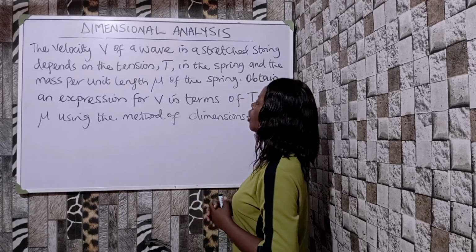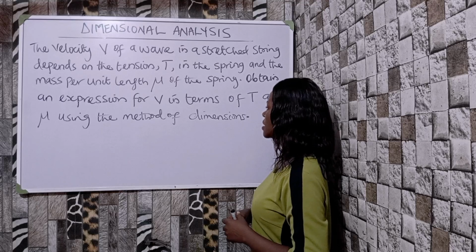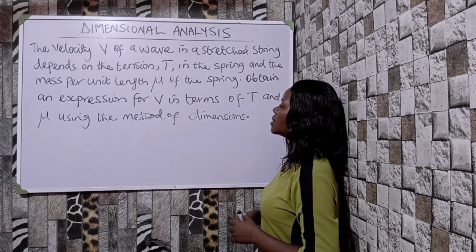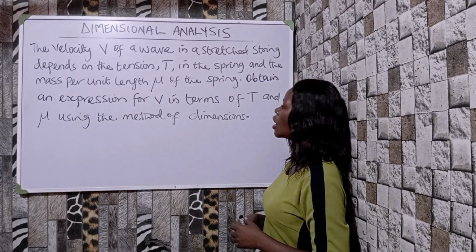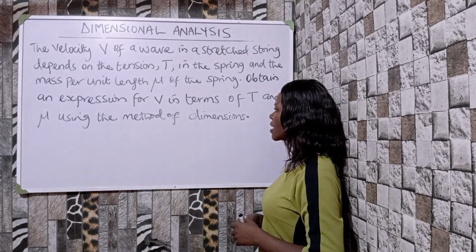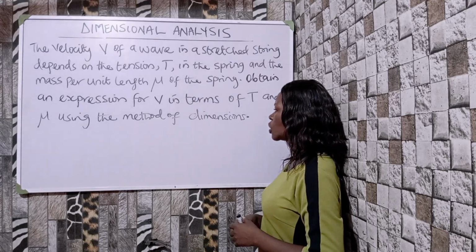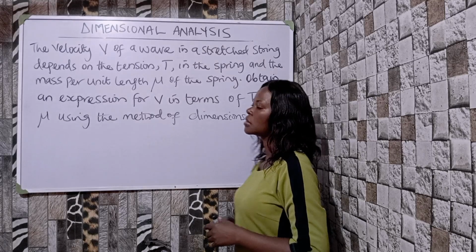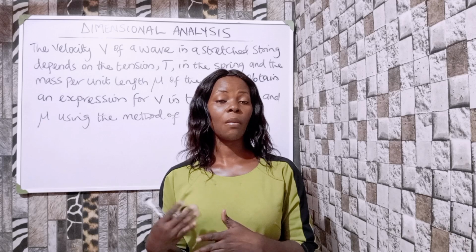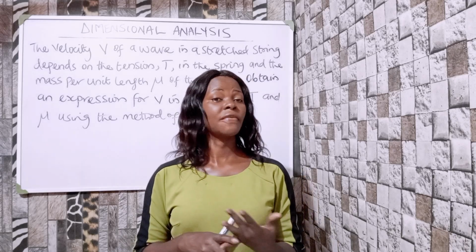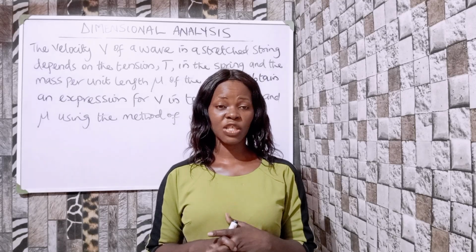The velocity v of a wave in a stretched string depends on the tension T in the string and mass per unit length mu of the string. Obtain an expression for v in terms of T and mu using the method of dimensions. Looking at this question, they want us to come up with a relationship connecting v, which is velocity, and the tension, which is a force, then the mass per unit length, which is mu.